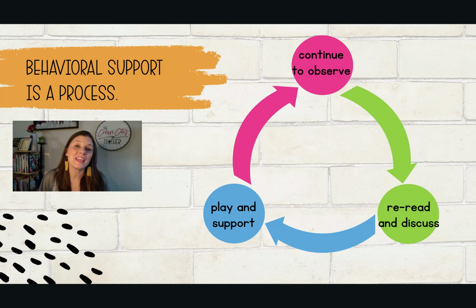I would observe the behavior, support in the moment, reread the social story, have another discussion, talk to her about what's going on, why she did it, what was she thinking in that moment, what was she feeling in that moment. And then I did give her more opportunities to go back and play and try again. And then, of course, I would support her as needed. In summary, keep in mind that this is not a one and done thing. It is going to be a process until you see a general improvement.